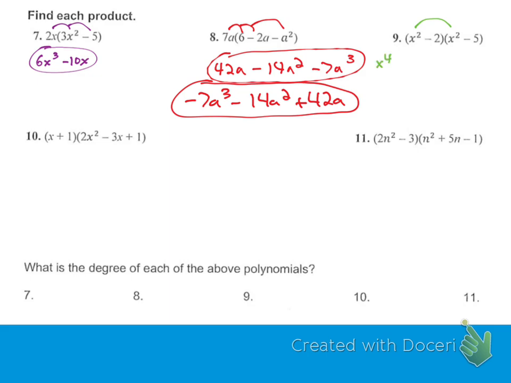First: x to the 4th. Outer: negative 5x squared. Inner: negative 2x squared. Last: plus 10.